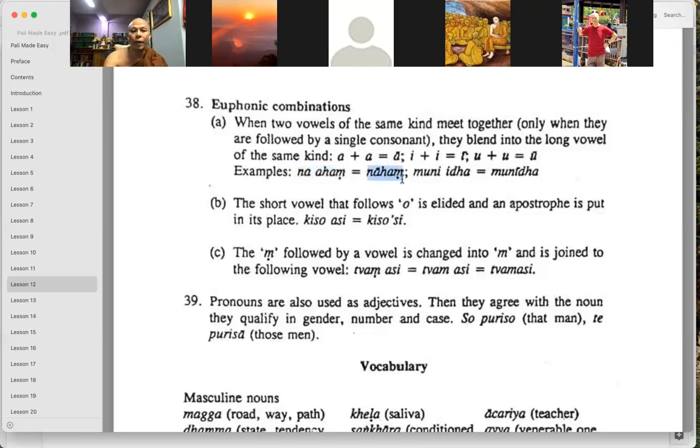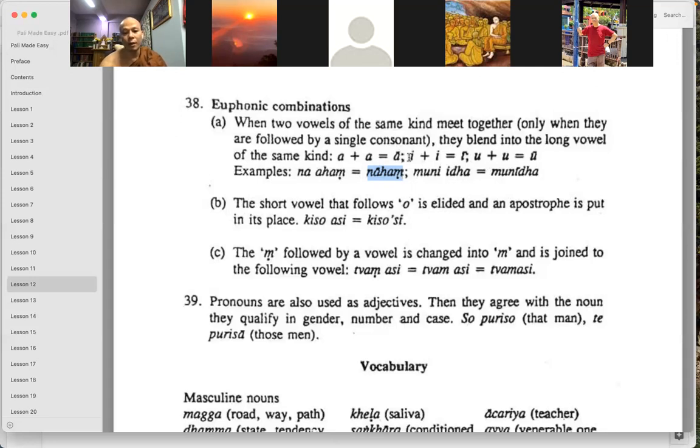So in the current reading, in the prose or in the discourses, when we see naham, at that time we can understand, oh, that one is a euphonic combination. We should understand it as na and aham. At that time you can check in the dictionary what na means, or what aham means. But naham you cannot find.